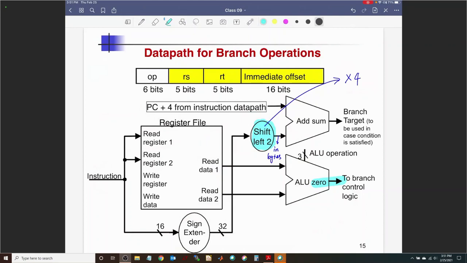All right, questions here, you guys? The check for comparison is happening over here, right? The condition check is happening here. And the branch address is being computed by that adder. Okay.